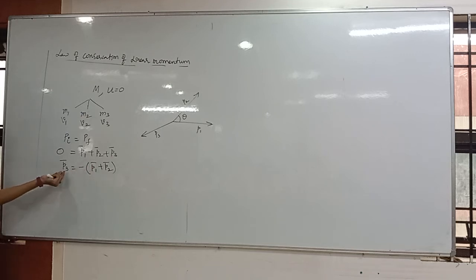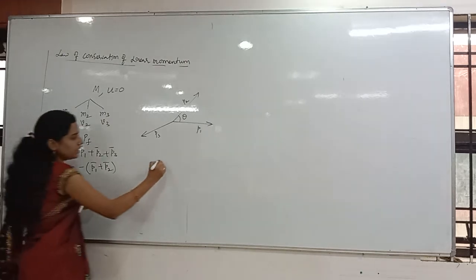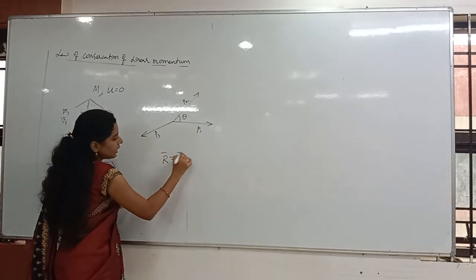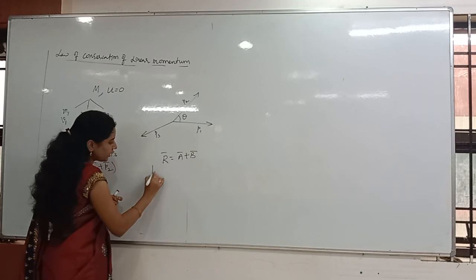But here we are getting the addition in vector form. So if I say R bar is equal to A bar plus B bar, what is the magnitude of R bar?